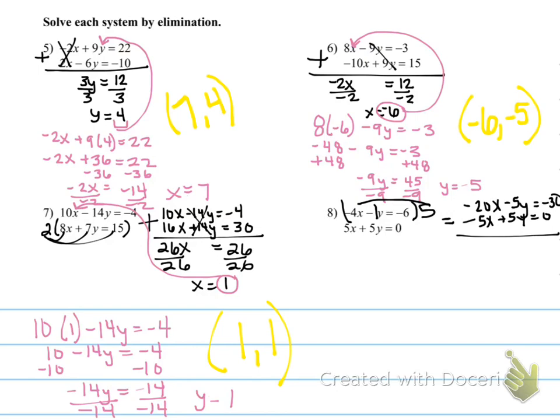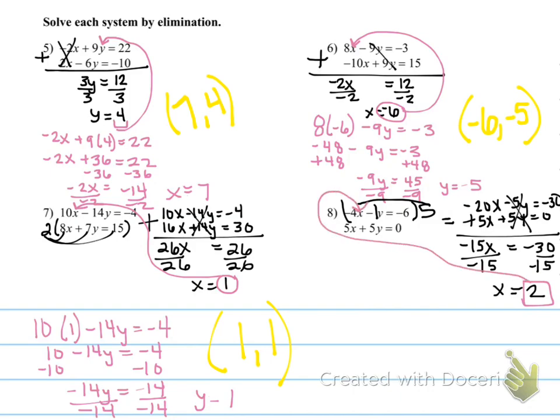So again, we know that my y's are going to cancel out. That's what happens. So then I've got negative 20 plus 5, giving me negative 15x. And then we've got negative 30 plus 0, which gets us negative 30. And then our next step is to divide by that negative 15. And that gets us 2. So I've got x equals 2, which is great. Now we just got to plug that back in so we can solve for y. So let's plug that back in for x.